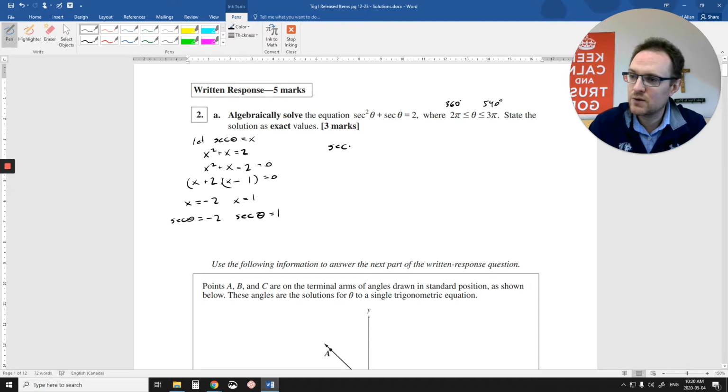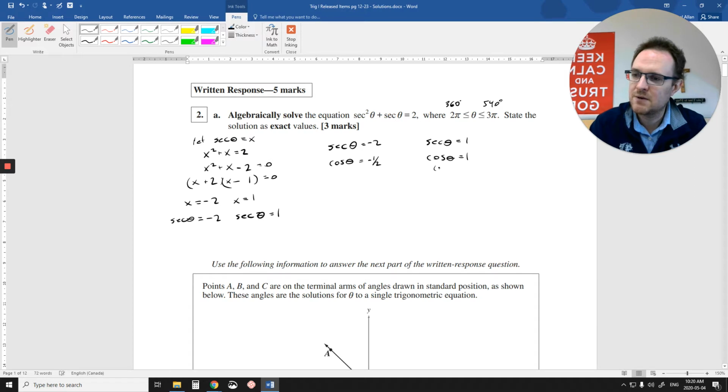Now, if I remember correctly, secant is the same as 1 over cos. So that means this is going to be cosine is equal to 1 over negative 2. And the other one is going to be cosine is equal to 1.